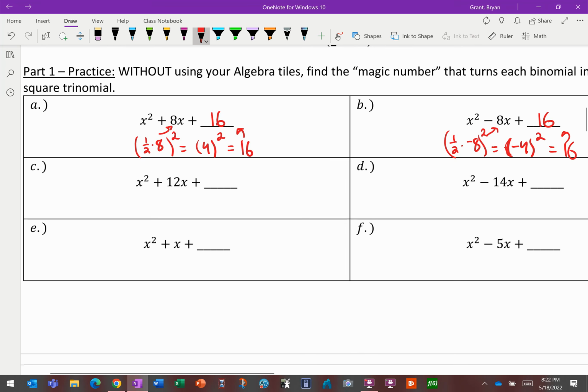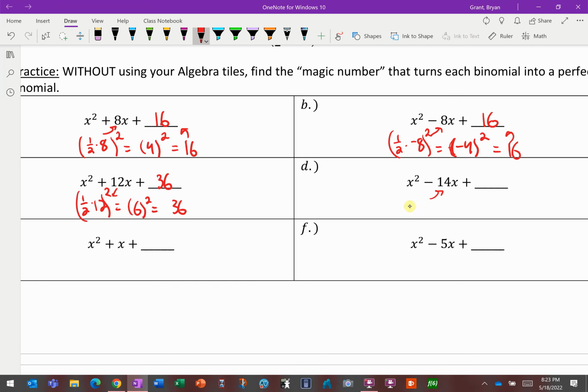Okay, what about the rest of these? Well, we need half of 12, and then we'll need to square that. Half of 12 is 6. 6 squared, 36. And can you picture that? 6 x's and 6 x's outline a gap that 36 ones would fill.